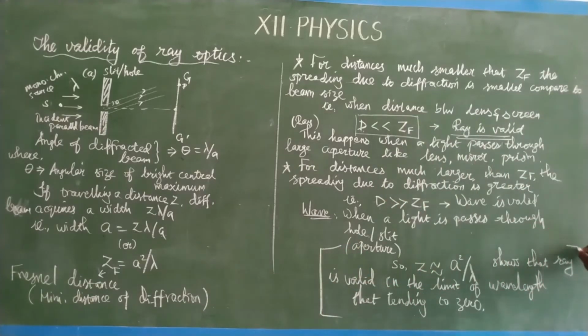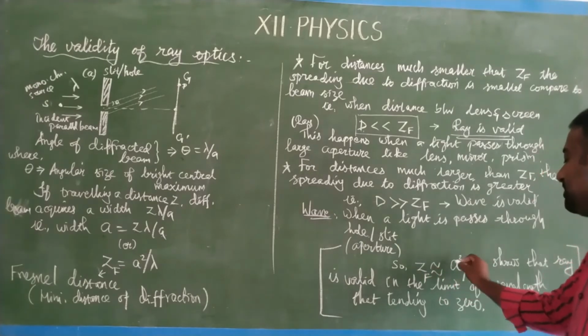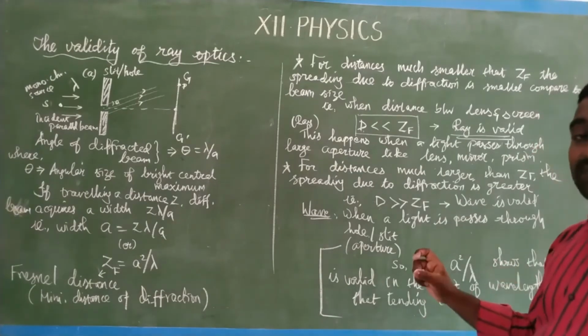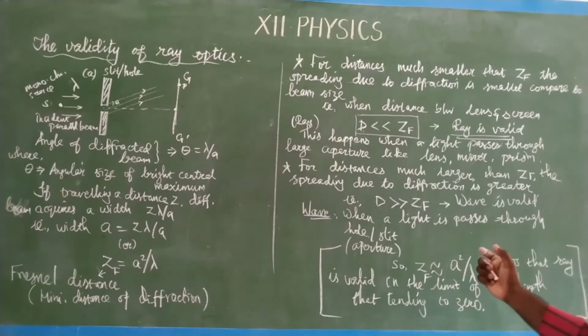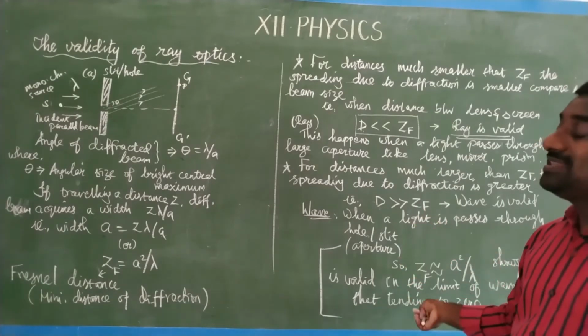ஜெனரலாக நம்ம இது வரைக்கும் பார்த்தது, the Fresnel distance is approximately equal to A squared by lambda. So what this formula conveys, this shows that the ray is valid in the limit of the wavelength tending to 0. அது 0 கொண்டு வர வரைக்கும், then that is to get the central maximum bright.